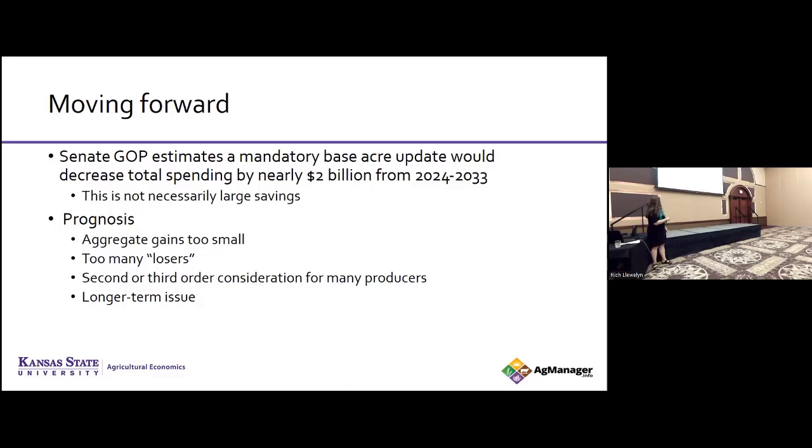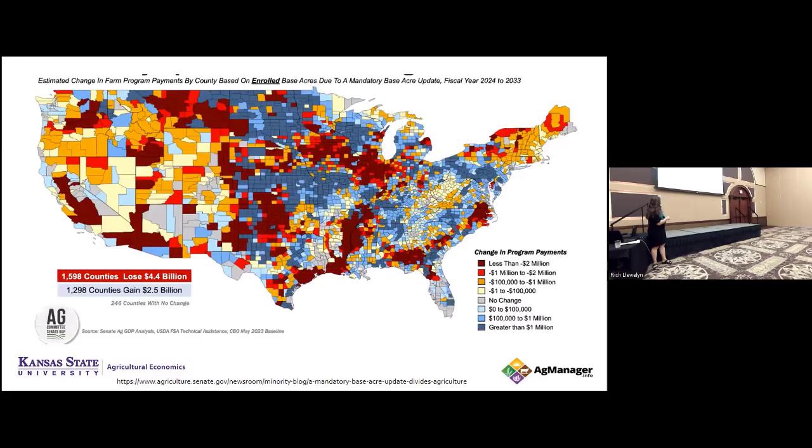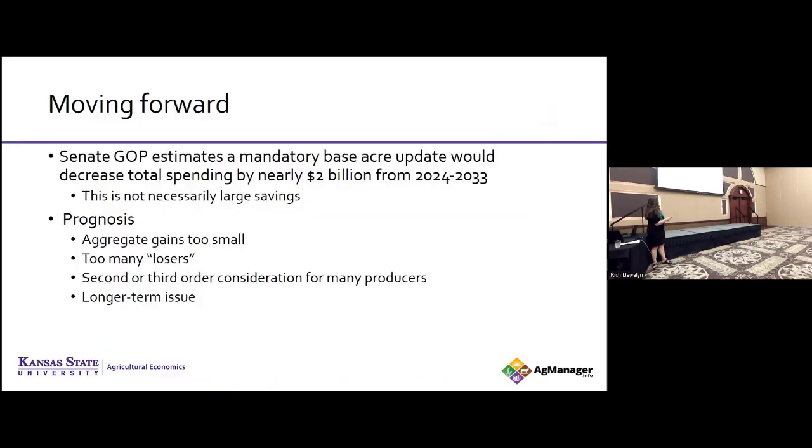So if you aggregate all these changes, which again are quite different county by county, you come up with a savings, a decrease in the Farm Bill budget of $2 billion over 10 years. And that sounds like a big number, but we're talking about the Farm Bill. So 1.4 trillion. It's not necessarily a large number in terms of a Farm Bill. If you go back to 2014, that was a tough Farm Bill. That took 2 years to get passed. A lot of political drama with that one.